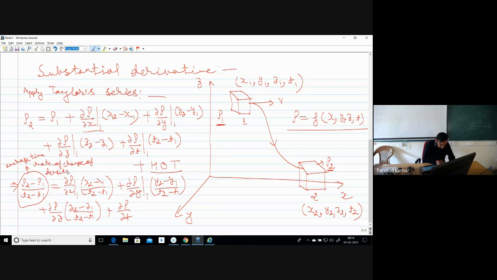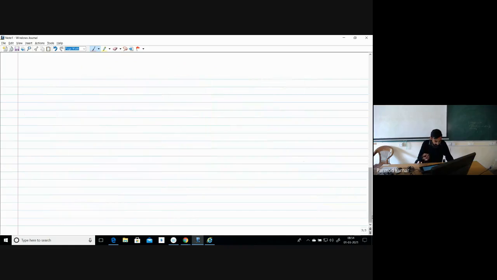Okay, and you can see over here, this average time rate of change of density field is actually becoming a function of del rho by del x, del rho by del y, del rho by del z, and del rho by del t. So it means the average time rate of change of the density field is a function of all the spatial coordinates and the time parameter. Okay, now let me take one assumption over here.